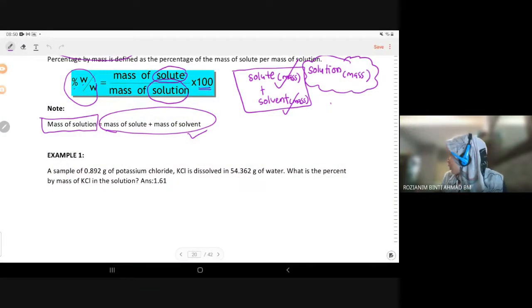Hancur. Astagfirullahaladzim. Nanti dulu. Kejap, Iqmah buat. Sabar dulu.